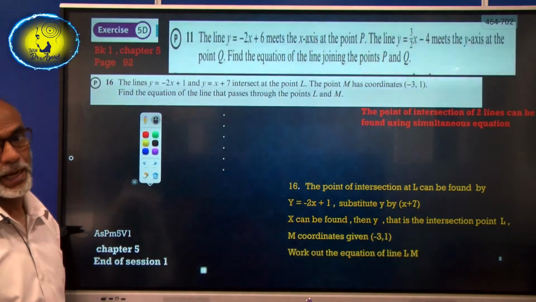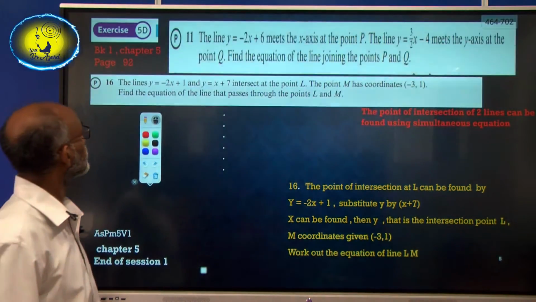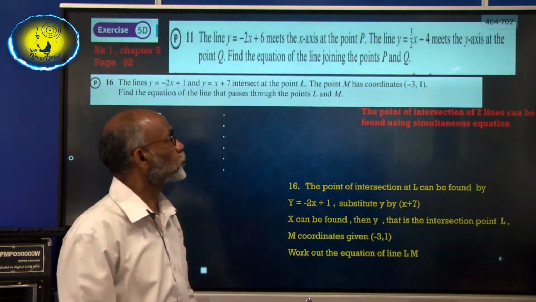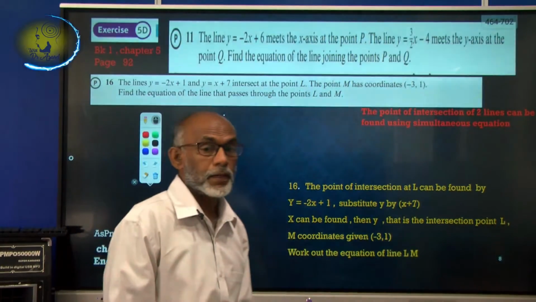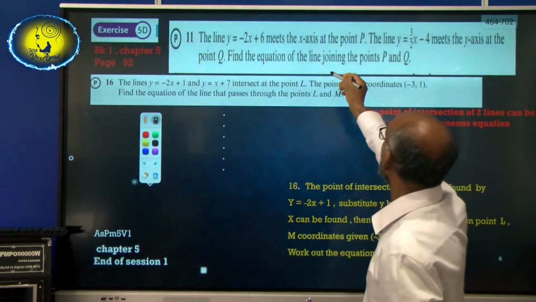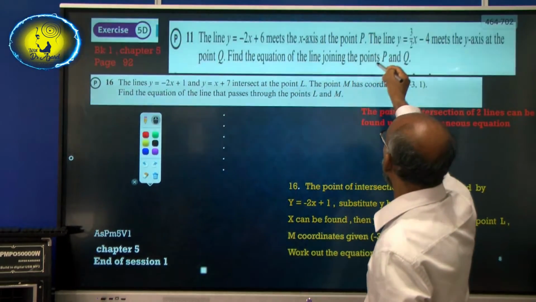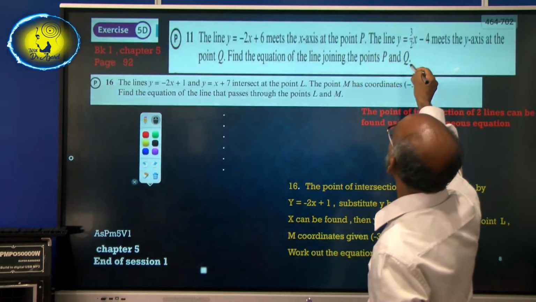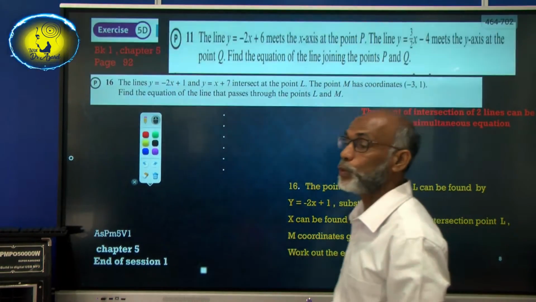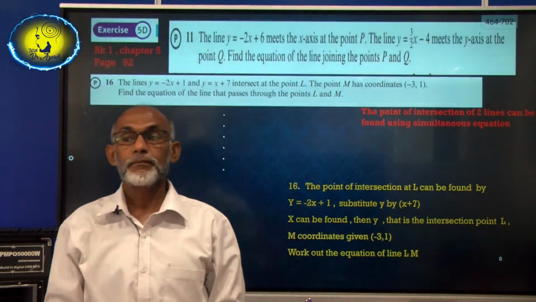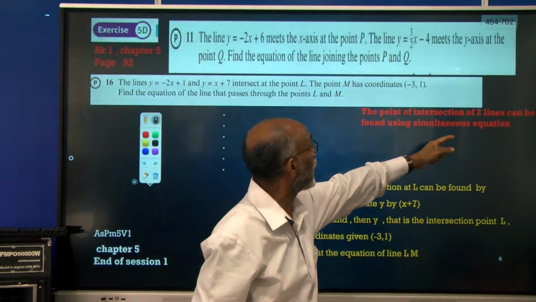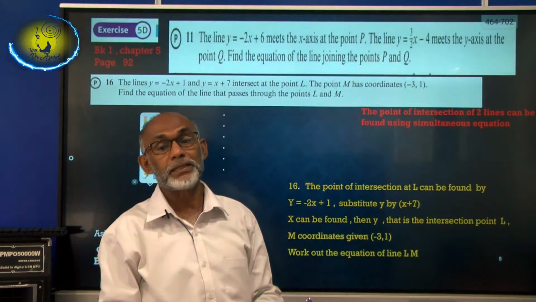Okay, we will do another example here. Question number 11. Like the previous example, the line y equals 3 upon 2 x minus 4. There are two equations. How do you find the intersection point? The intersection point of two lines can be found by using simultaneous equations.